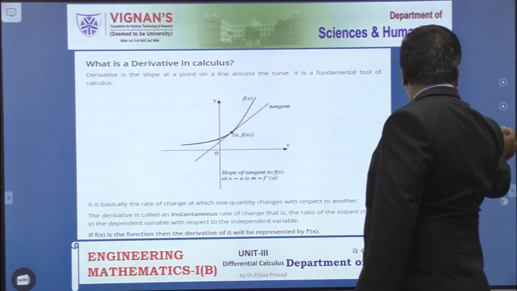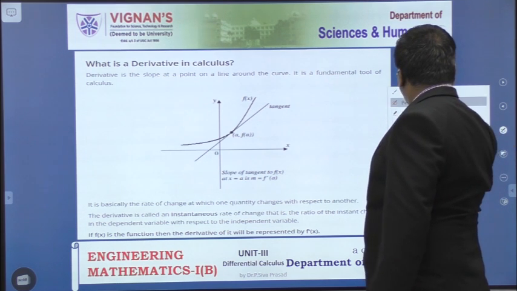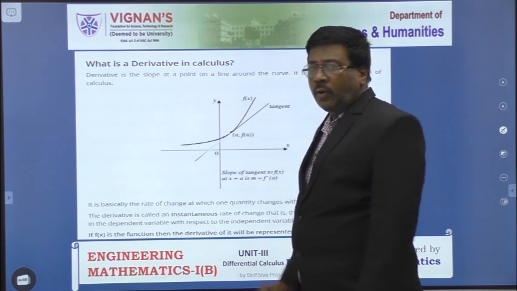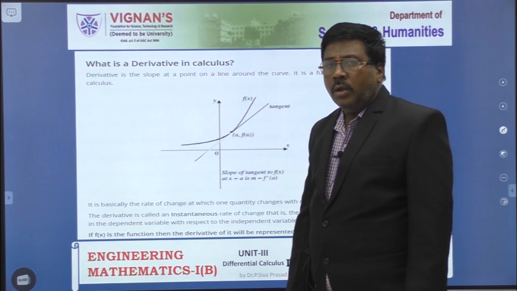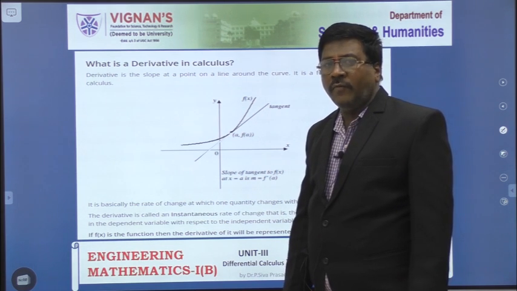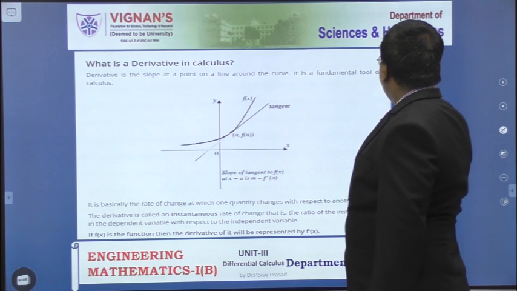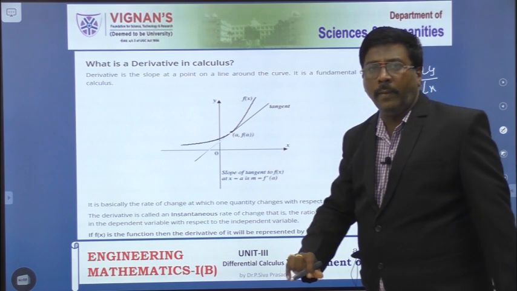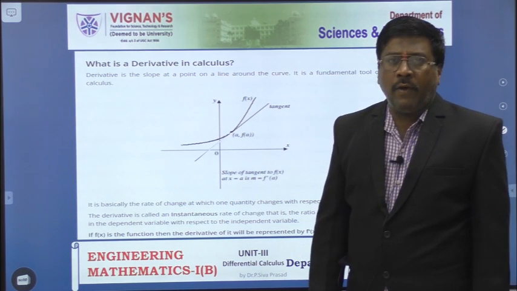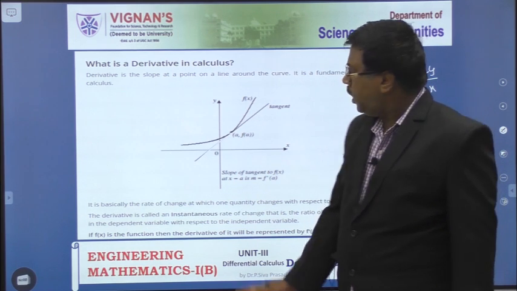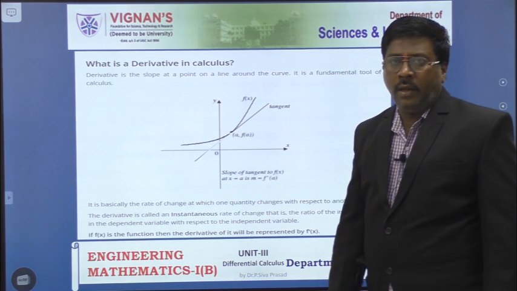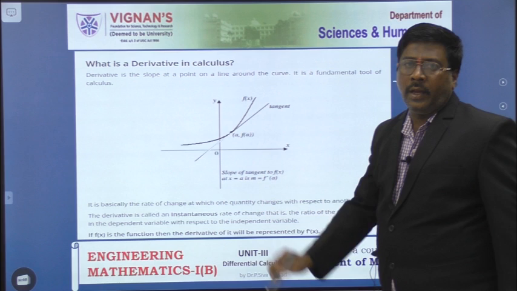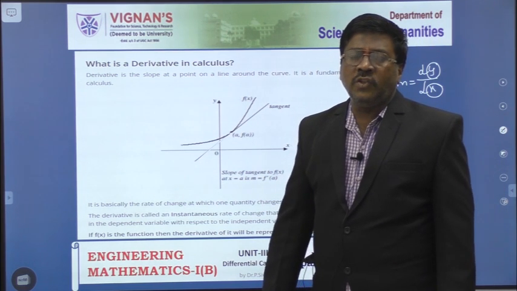In that coordinate plane, this is a straight line. The derivative is nothing but the slope of this line, denoted as m equal to dy by dx. What is this dy by dx? Here we have two variables, x and y. Here y is called the dependent variable and x is called the independent variable. All of you catch this point.